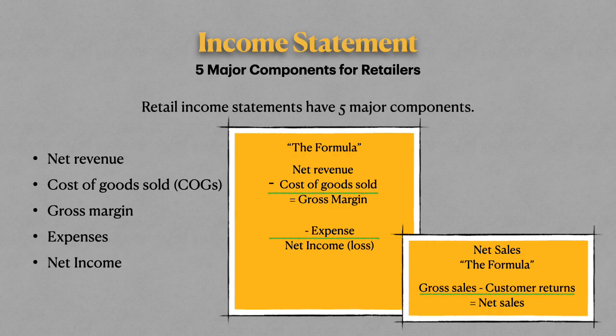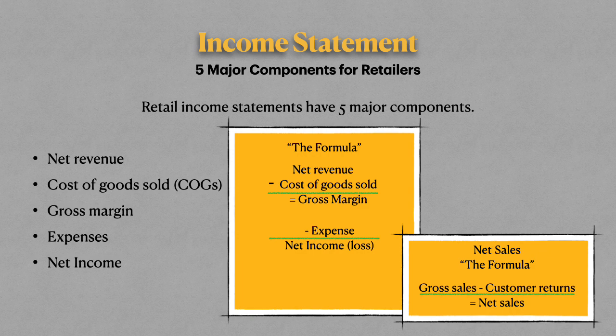Now with income statements, there are also five major components specific to retailers: net revenue, cost of goods sold, gross margin, expenses, and net income. In the previous slide, we discussed net revenue, expenses, and net income. So let's discuss the cost of goods sold and gross margin. The cost of goods sold includes the billed cost of merchandise plus shipping and workroom costs, less cash discounts for early payments and returns to vendors.